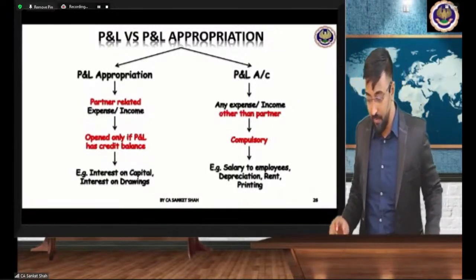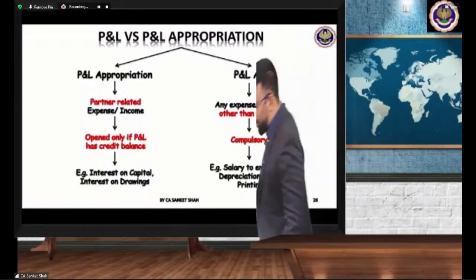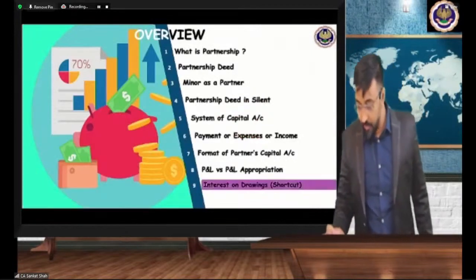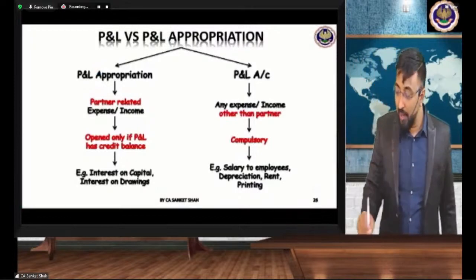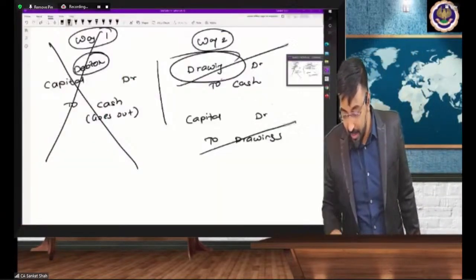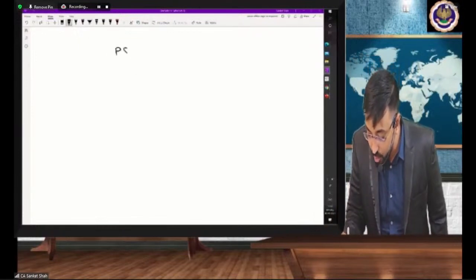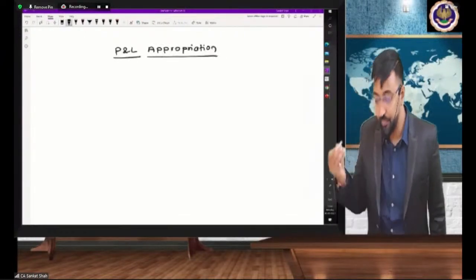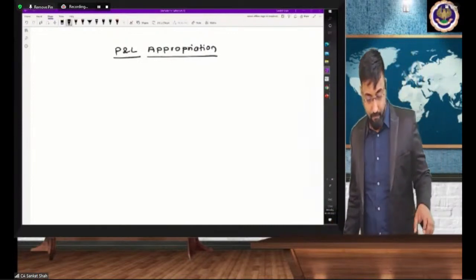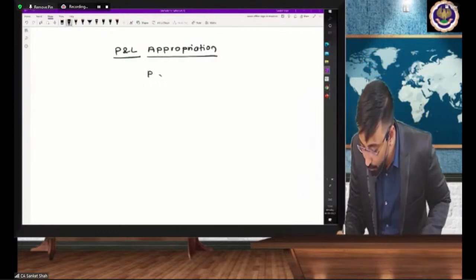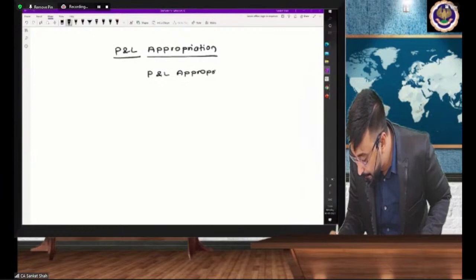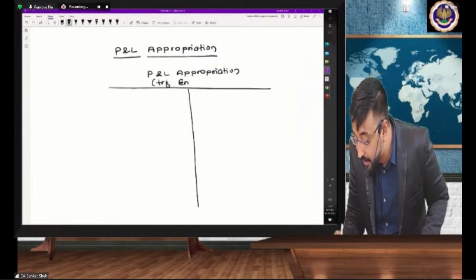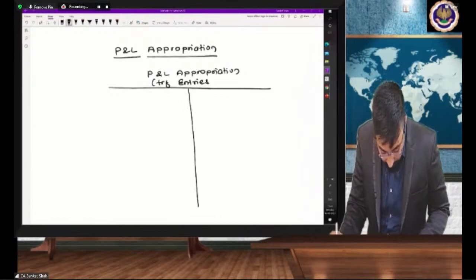Okay. So P&L and P&L appropriation, I hope you got it. I will write the P&L appropriation pro forma for you. Remember how entries are passed through P&L appropriation. First, we have to understand it from the journal entry. Now we will open this account, P&L appropriation. Remember, it is a transfer entries account.